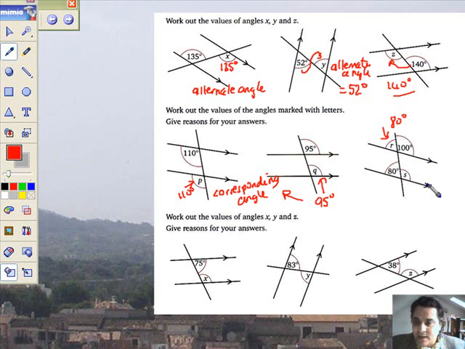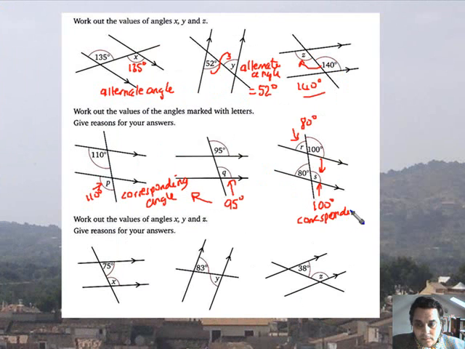Well, I can say I'm on a straight line, 180 take away 80 is 100, or I can say look, corresponding angle with the 100 shown, so therefore S is going to be 100 degrees, corresponding to the 100 degree angle shown. Right, and that's the way just to prove it.